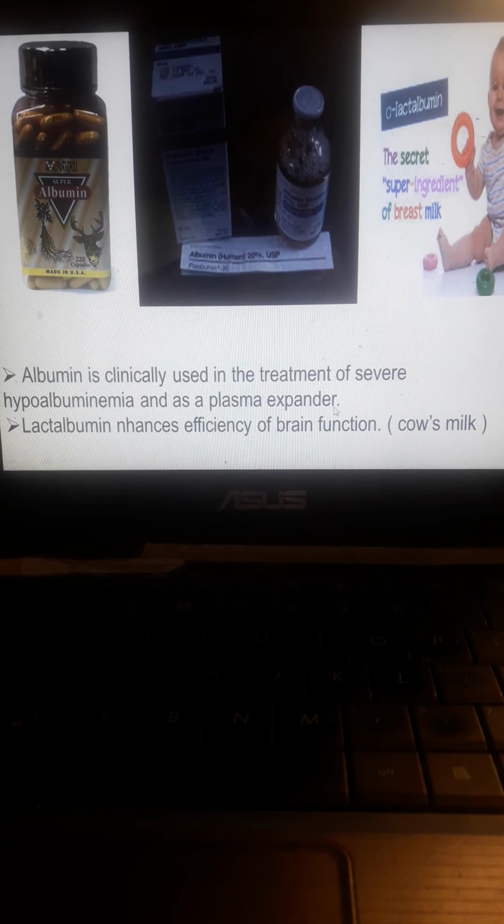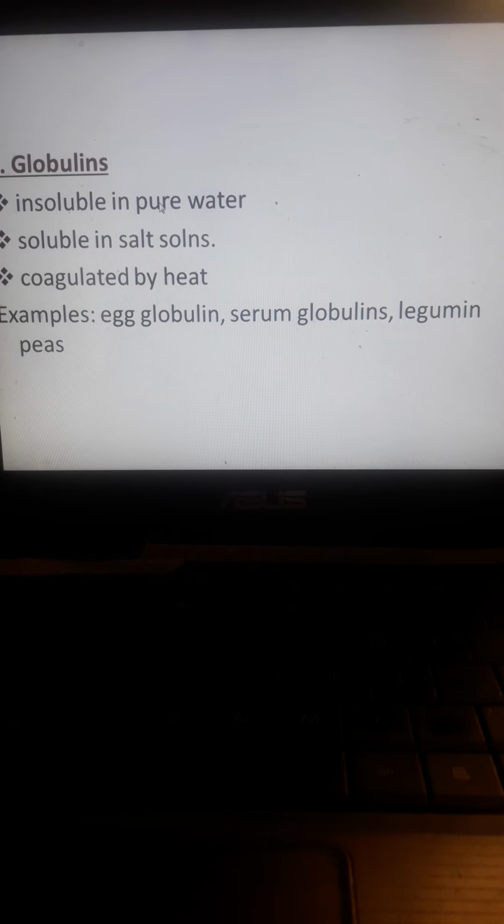Next, globulins: insoluble in pure water, soluble in salt solution, coagulated by heat. Examples are egg globulin, serum globulins, and legumin in peas. This one is found in legumes, beans, along with serum albumin and egg globulin. These are called globulins.